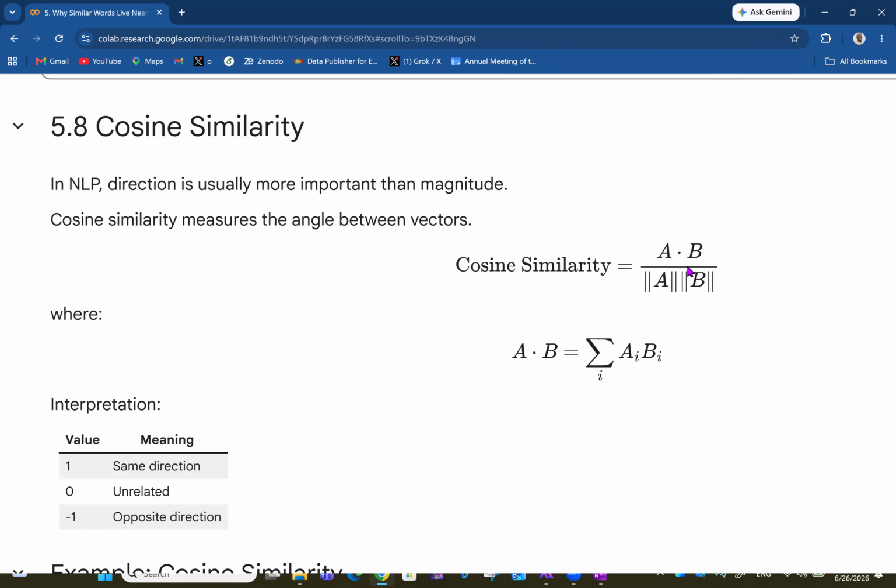Cosine similarity is measured as a dot b, the dot product of a and b, divided by the product of the individual magnitudes of a and b, where a dot b is the summation over i of a_i b_i. The interpretation is this. If you get 1 as cosine similarity, it means the vectors are in the same direction. If it is 0, they're totally unrelated. If it's minus 1, the vectors are in opposite directions. So that shows you the similarity between words that have been embedded using these vector spaces.